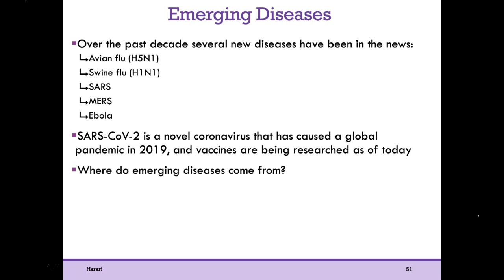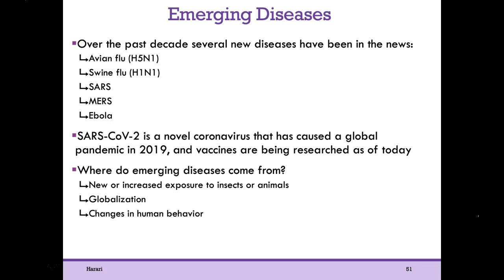And a good question is, where do emerging diseases even come from? It's again a multitude of factors, a lot of which we don't know and understand. That's the truth. But we know that new and increased exposure to insects or animals can give us more diseases. Also, globalization, right? Our rapid rate of travel and how we spread and mix and match cultures also just increases the likelihood of a disease. We also change our behaviors frequently, right? Our use of technology can cause different diseases as well.